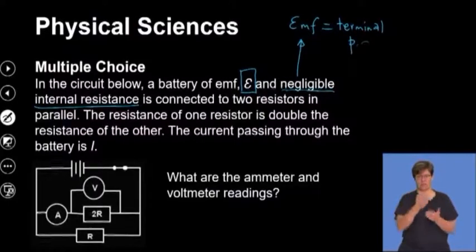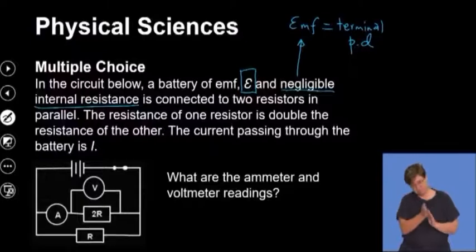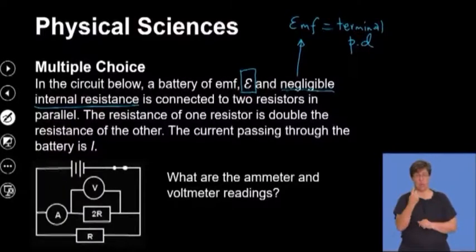What does that mean? Because the battery has negligible, a very small resistance that we can ignore, it means the maximum energy that this battery can provide is equal to the terminal potential difference, which goes to the external circuit. Now, these two are connected to 2 resistors in parallel. The resistance of one resistor is double the resistance of the other. This is a very useful piece of information.